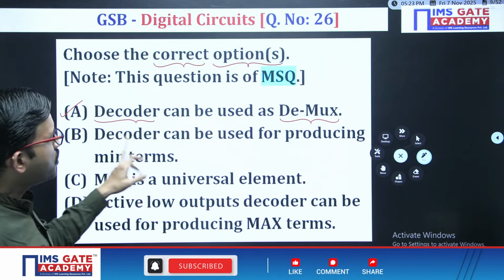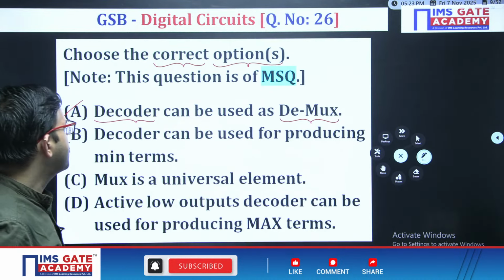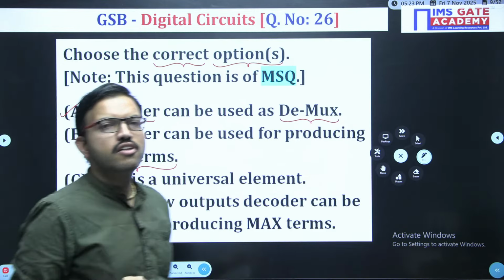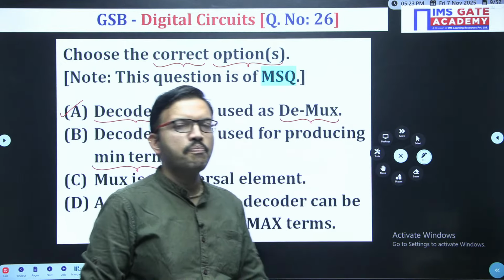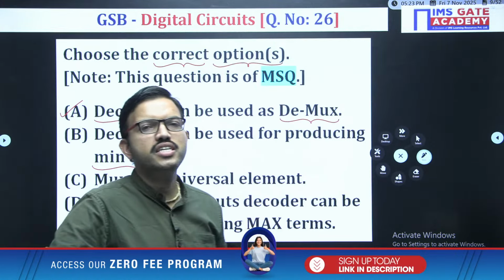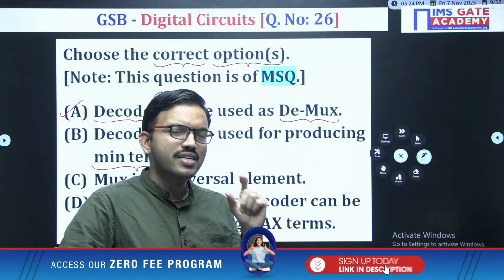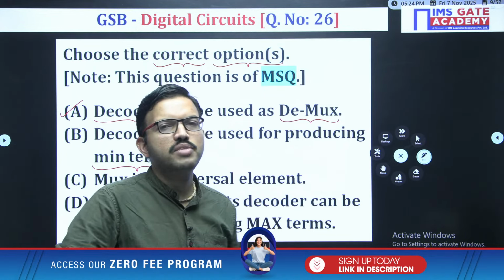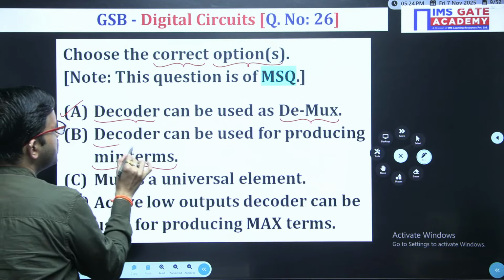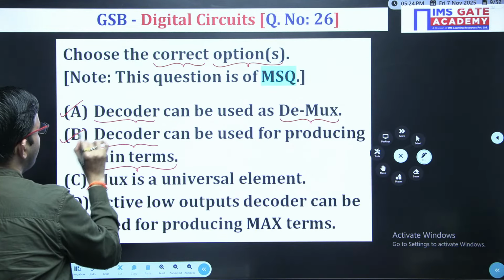Next, decoder can be used for producing minterms. Yes, this is correct. How is it correct? Because when you keep enable value 1, whatever outputs you get, the output expressions of the decoder look exactly similar to the minterm notation, right? So with the help of a normal decoder, we can produce the minterms.